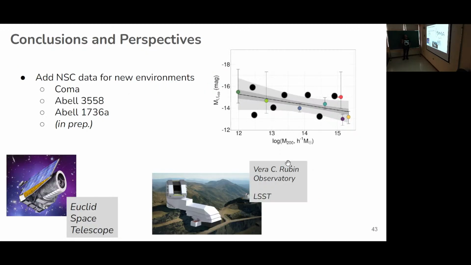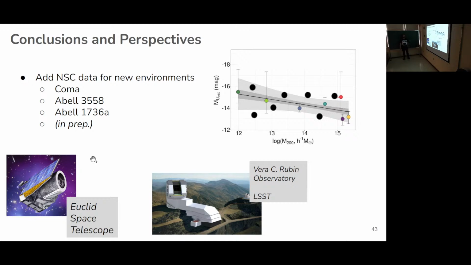So another result that we had in our work, but it would be good to have even more in the future, is to add more environments with nucleation data, first to increase the number of points that we can put in a plot like this. We already added to the literature data for Coma, Abell 3558 and Abell 1736A. And we have data coming probably this year with a new environment that will be published, that I can't say yet, that will be done with Euclid data.